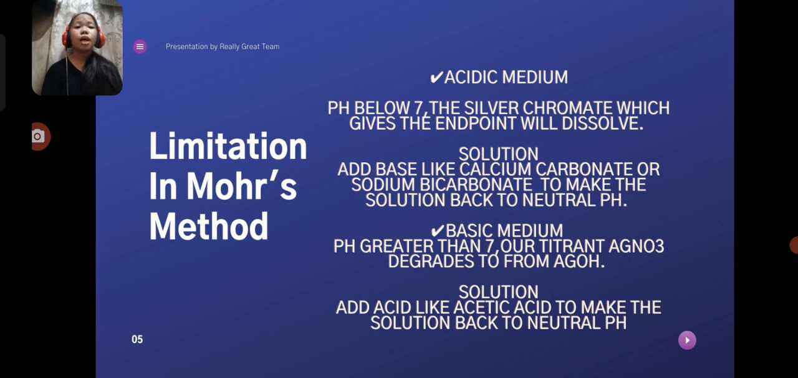So if greater than 7 gyapon ang pH, our titrant AgNO3 degrades to form AgOH. So there is a problem with that also. So ang solution gyapon ana is mag-add tag acid like acetic acid to make the solution back to neutral pH. So whether acidic medium or basic medium, ang common goal ra gyapon nato ani is for the acidic solution to be neutral, and for the basic solution to be neutral. So we need to attain neutral lang jud na siya dapat. So yeah.